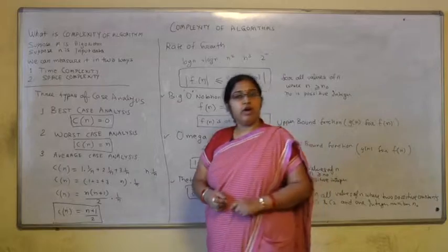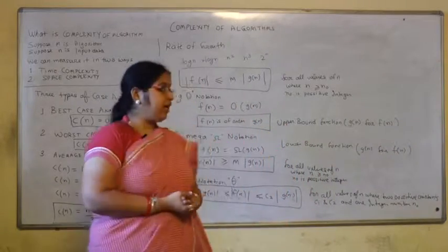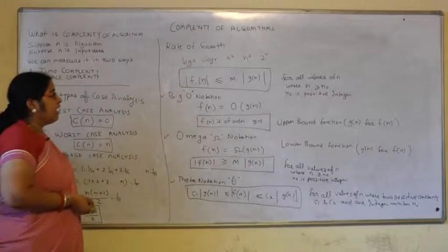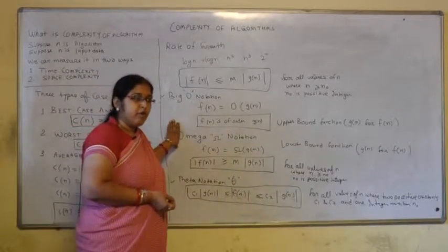So, all about the complexity, we have discussed three types of case analysis: best case, worst case and average case, and we have discussed three types of notation.